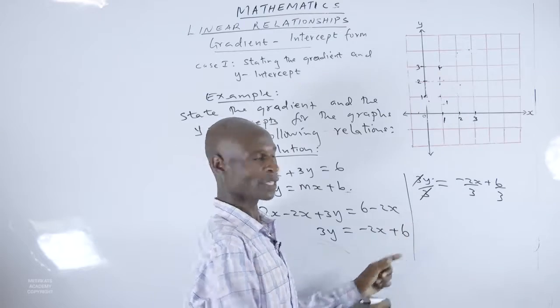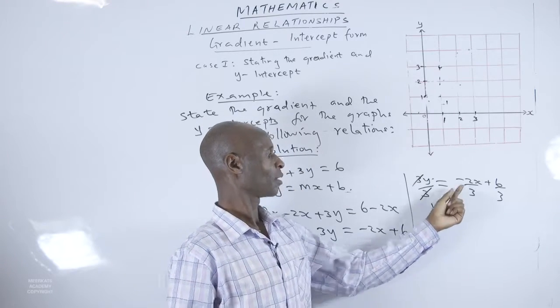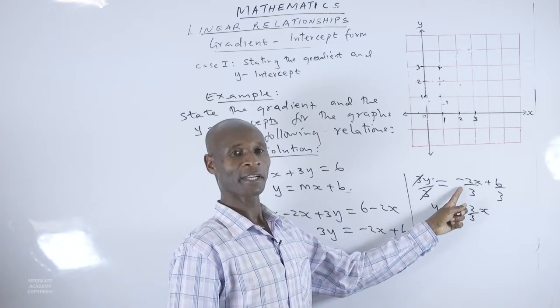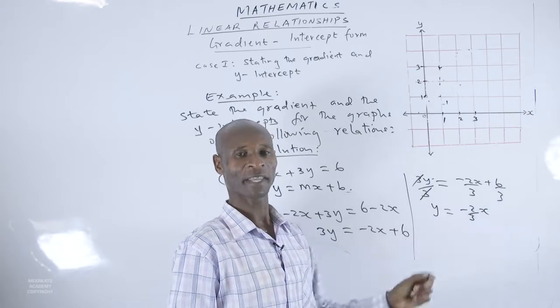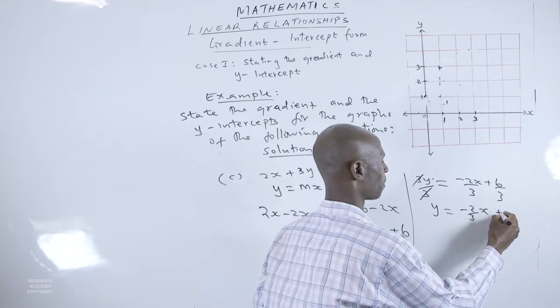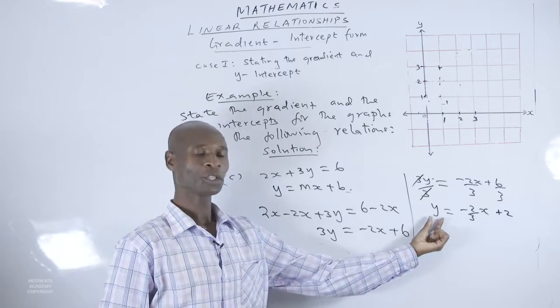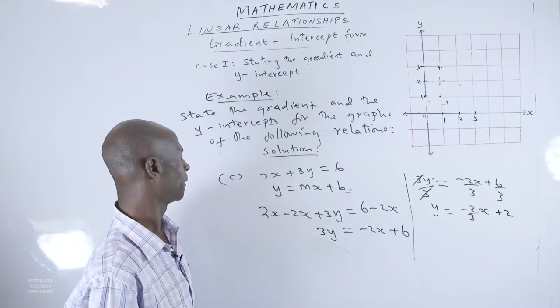3 and 3 cancel. We are left with y. On the right-hand side, negative 2 over 3 x plus 6 divided by 3 is 2. And therefore, the equation is in the form y is equal to mx plus b.